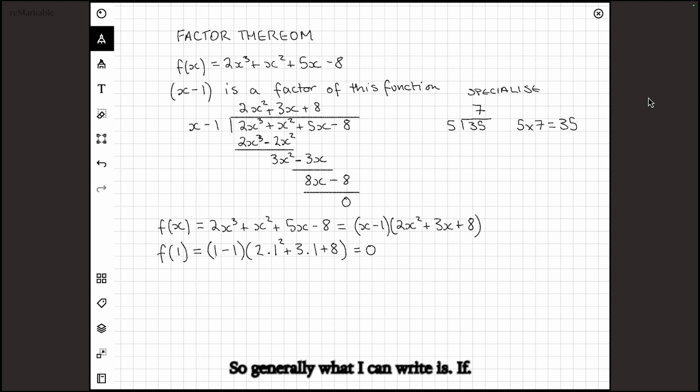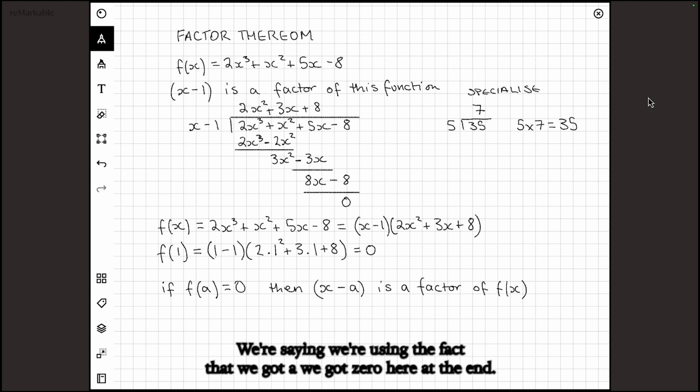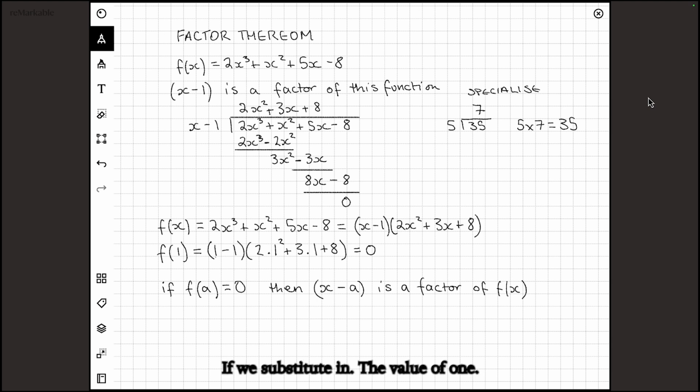So generally, what I can write is, if f of a equals 0, in this case it was 1, then x minus a, here x minus 1, is a factor of f of x. It's almost like doing this polynomial division in reverse. We're using the fact that we got 0 here at the end, and we're saying that if we substitute in the value of 1, this a, then x minus a is a factor of f of x. Let's look at an example, and we'll come back to this.